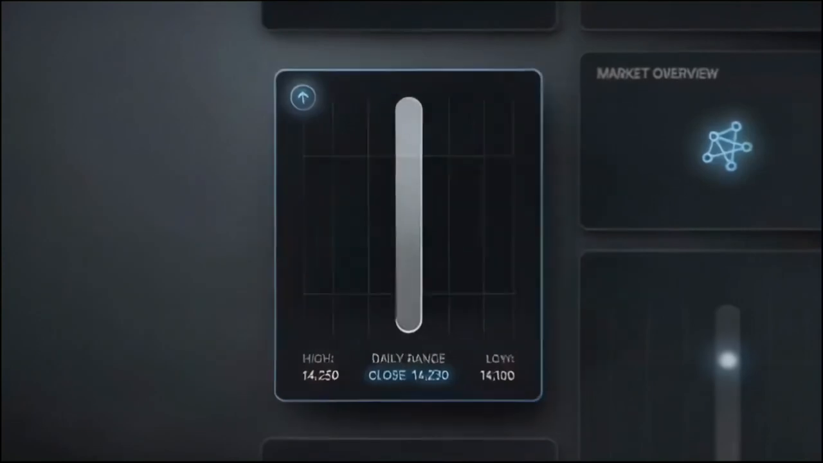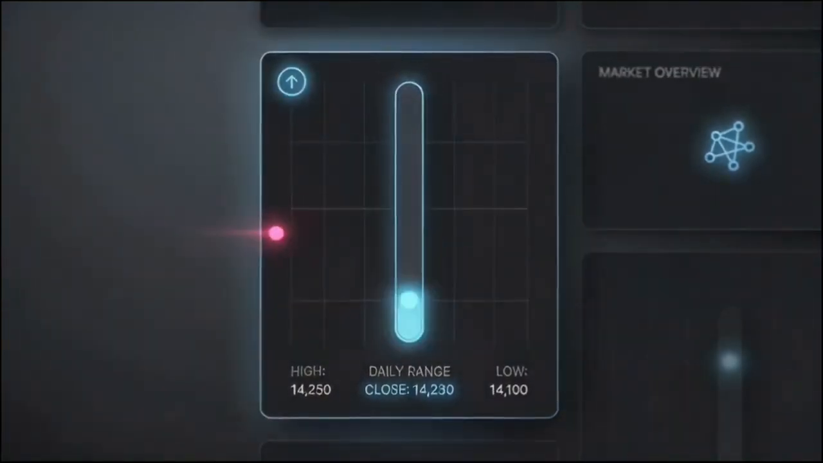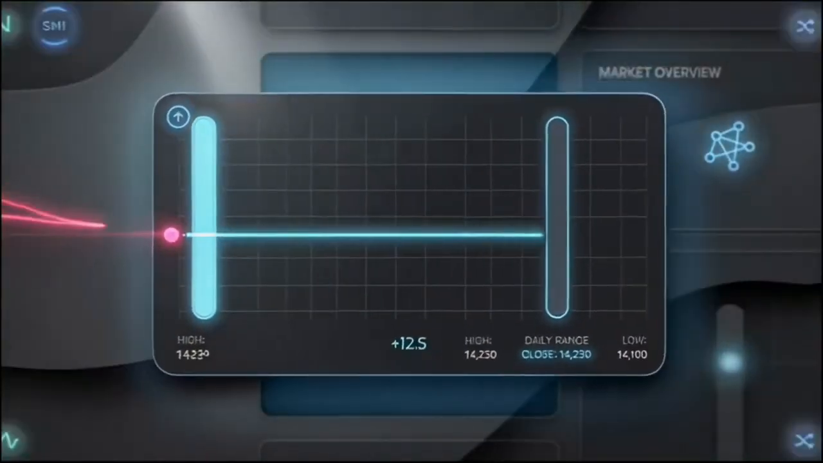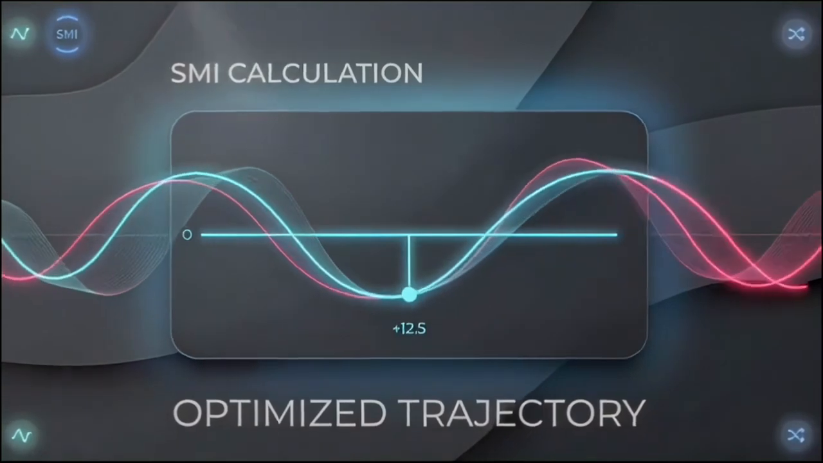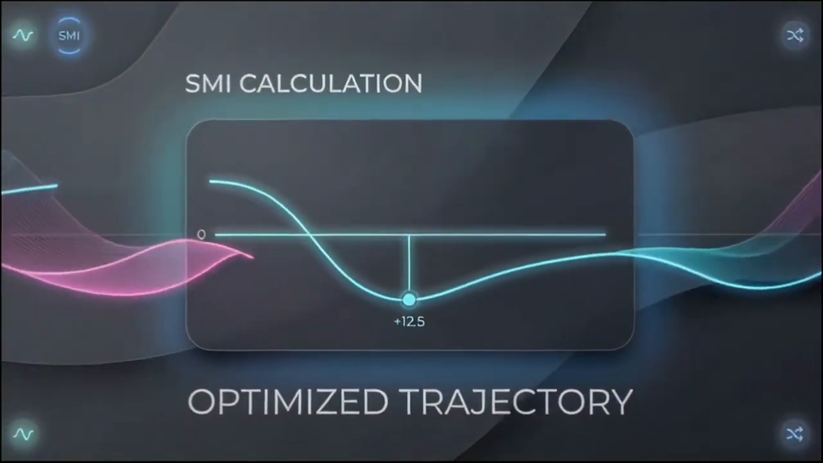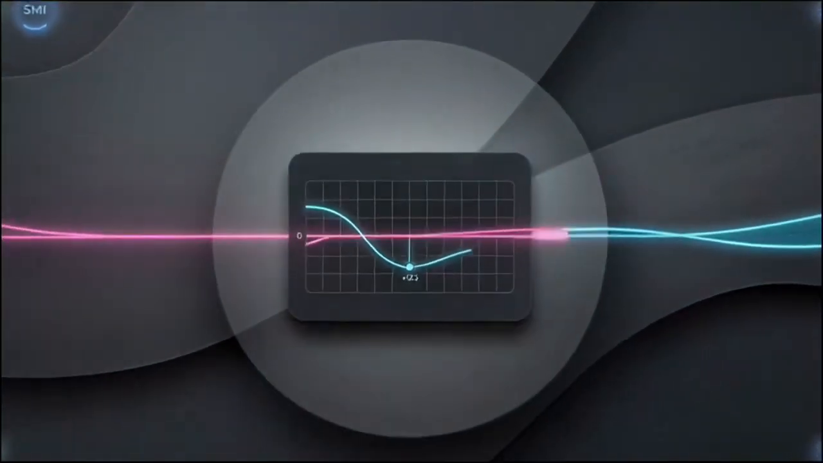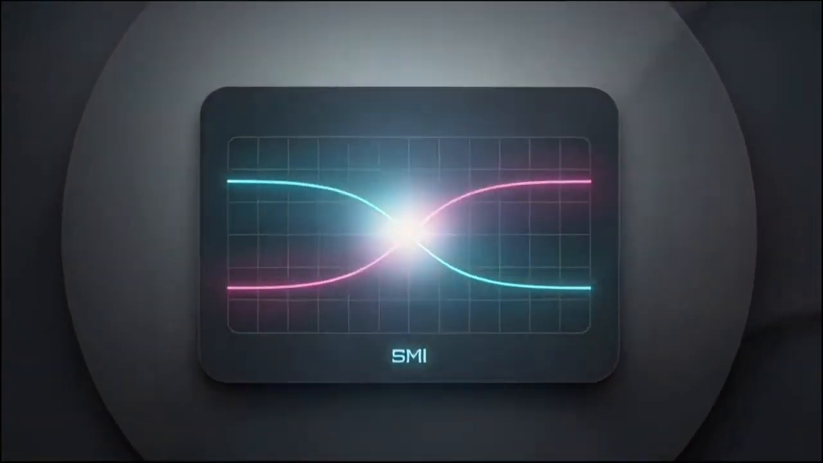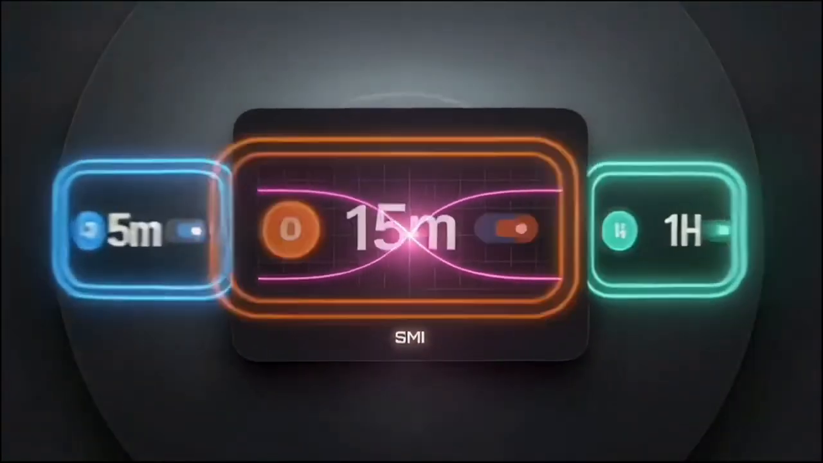The regular stochastic tells you where price closed inside its recent range. The stochastic momentum index tells you where price closed relative to the midpoint of that range, then smooths the result twice. The output is cleaner, the fake signals drop, and the crosses actually mean something.